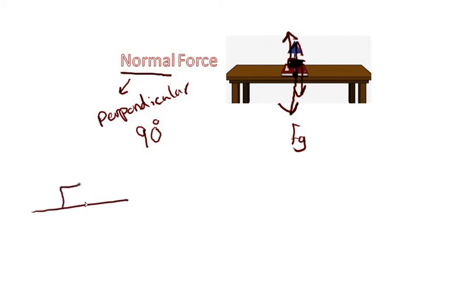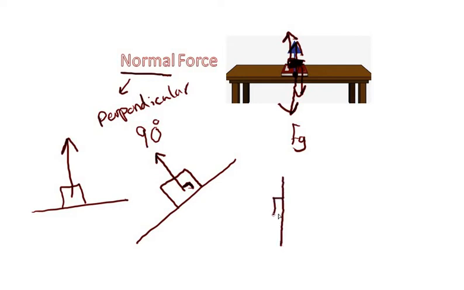For a box or any object placed on a horizontal surface, the force is upward. For an object placed on an inclined surface, the force is perpendicular. The angle between the force vector and the surface is 90 degrees. For something on the wall, for example, the force will be outward like this. This is the normal force.